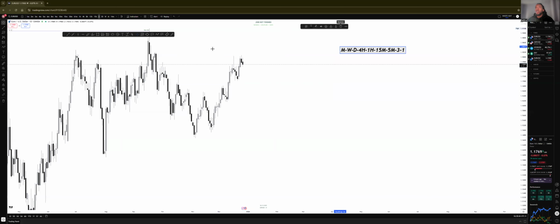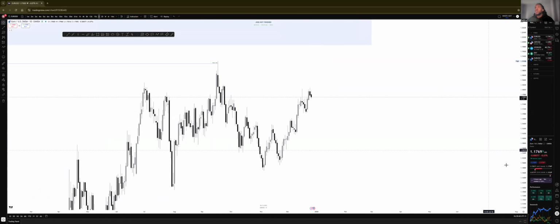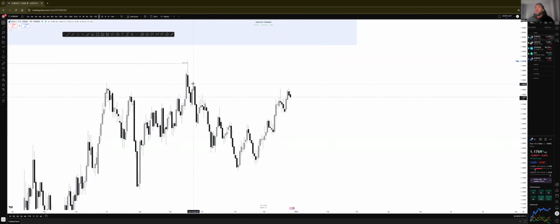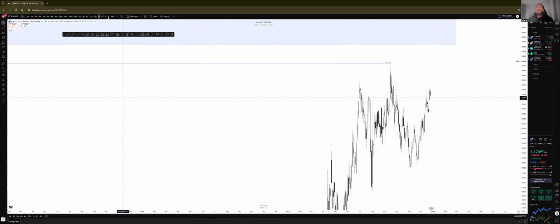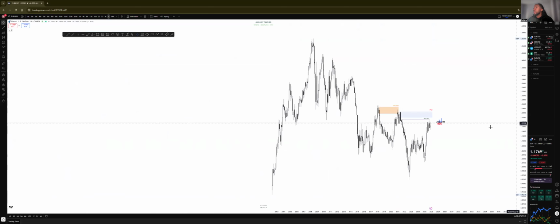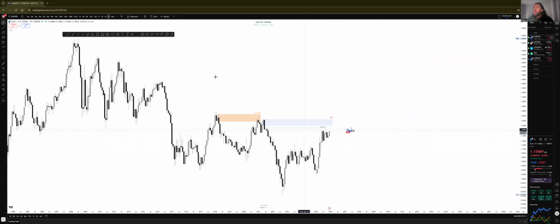FXCMs usually have manipulated price action for some reason, and this is not me bashing them or nothing. I'm just going from experience. I've seen that. Okay, my bad.